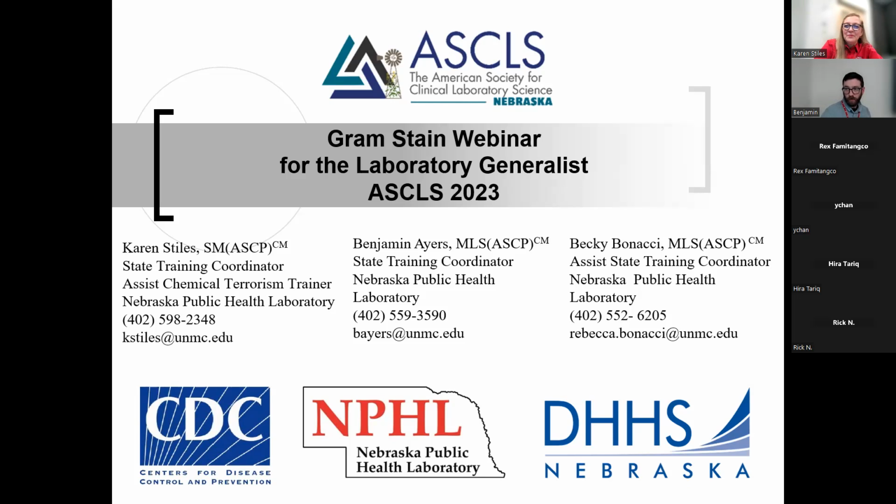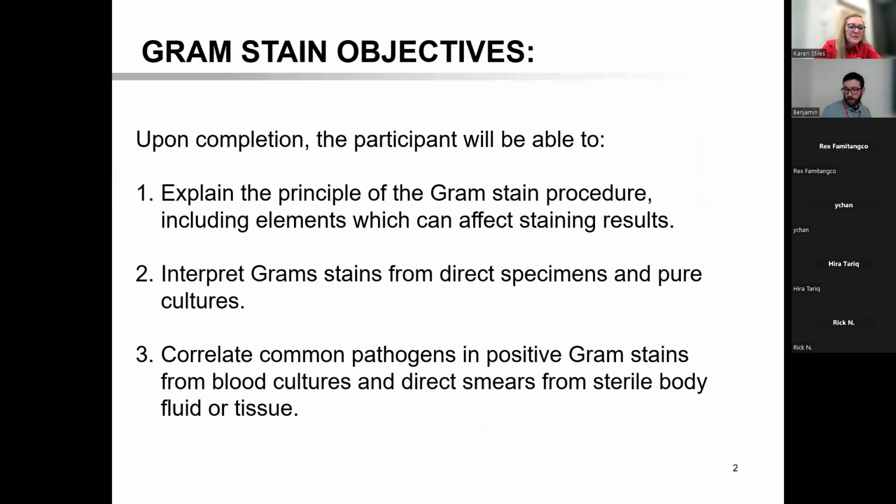Okay, thanks everyone. Welcome to the Gram stain webinar for the laboratory generalists. Our objectives today: after this webinar, we'll be able to explain the Gram stain procedure and some different things that can make it go right or wrong. We're going to interpret Gram stains from direct specimens and pure cultures. It can be a little bit different. And then we're going to look at common pathogens, especially from blood cultures and from sterile body fluid or tissue. We're going to try to interpret the Gram stains.